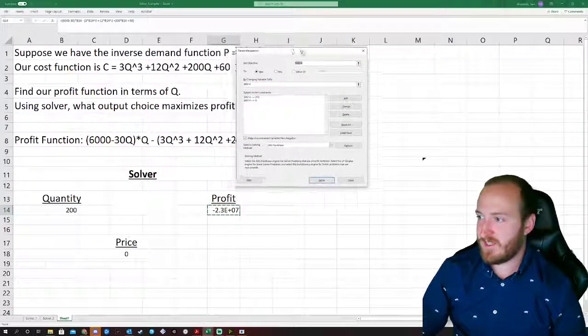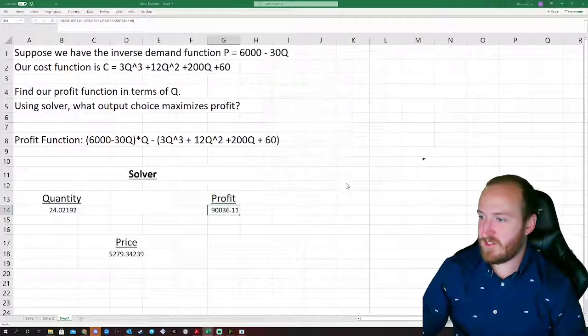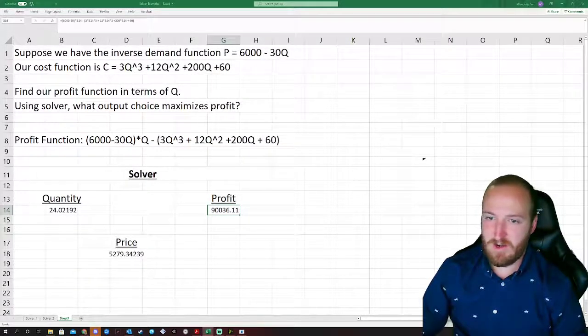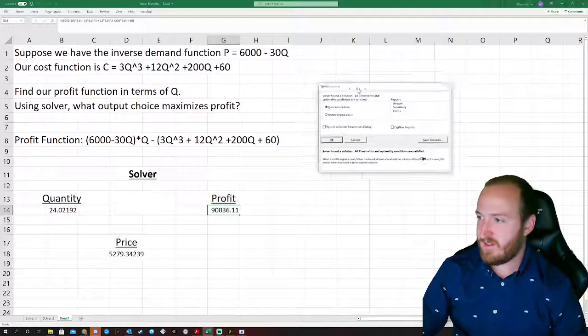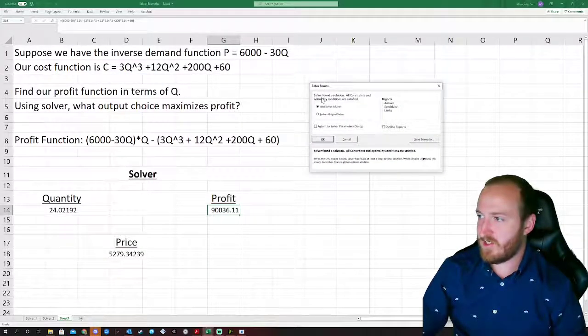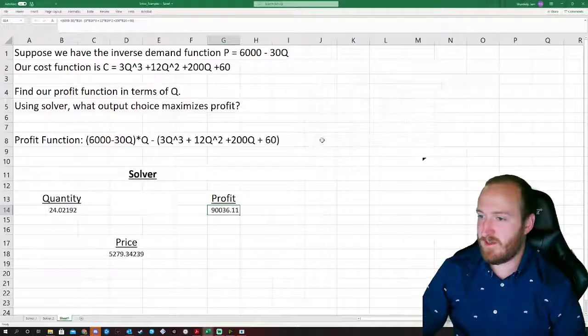And then we're done. That's it. All we have to do now is hit solve. And there we go. It gives us this solver results. It says solver has found a solution. All constraints and optimality conditions are satisfied. So we can either keep the solution or put in the values that we originally had, but we'll go ahead and keep and click OK.